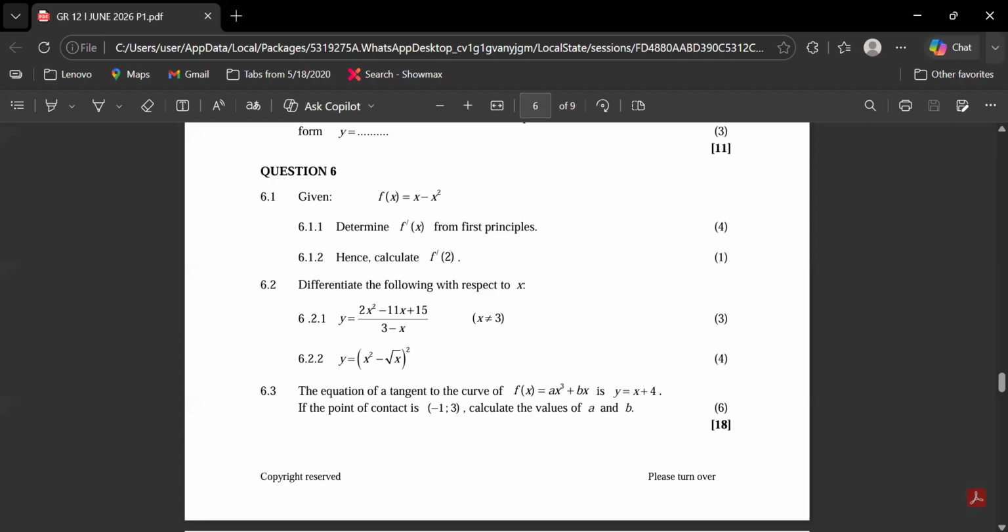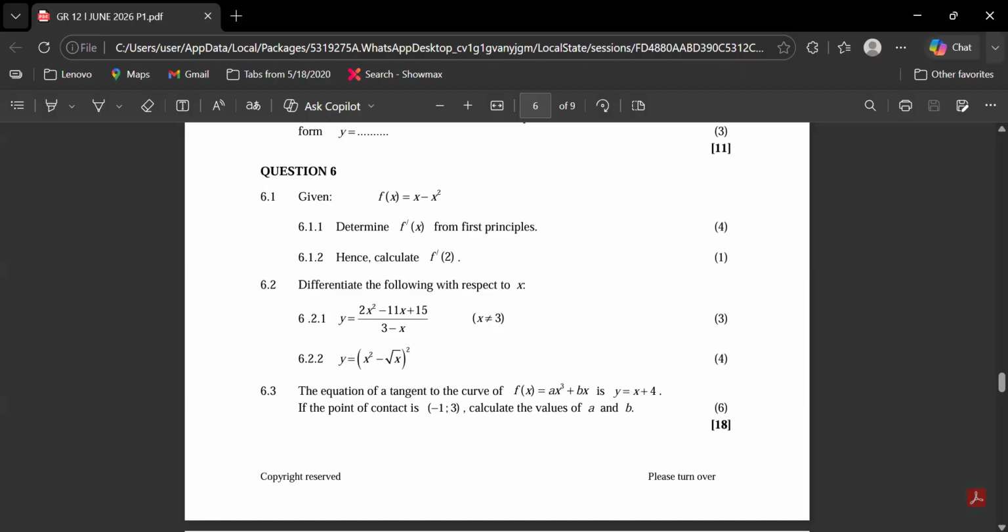Since we are dealing with 6.2 today, we are going to differentiate the following with respect to x. In this question, we're supposed to use rules, unlike the one we did on 6.1, where we used first principles. It's a little bit simple, but the trick is that we need to prepare our question before we can differentiate it. That might be a challenge because you need a little bit of algebra from earlier grades. So let's start with the first question.